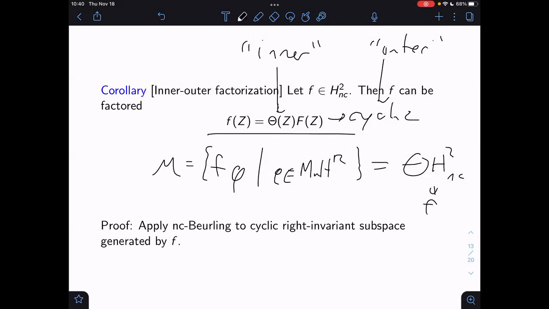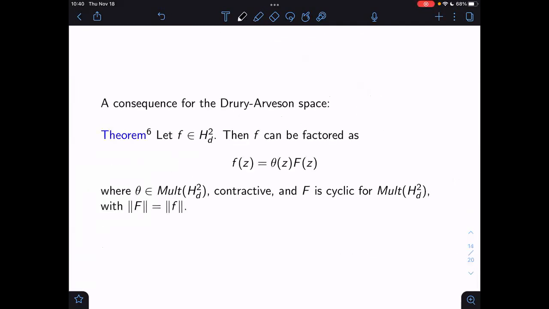I mean, certainly the obvious questions are going to be, is there any sort of function theoretic content to these inner outer factors? And I'll get to that in a second. But before I get to that, let's notice that combining everything I've just said, you get a factorization theorem in the purely commutative realm for the Drury-Arveson space. Because it says the following.